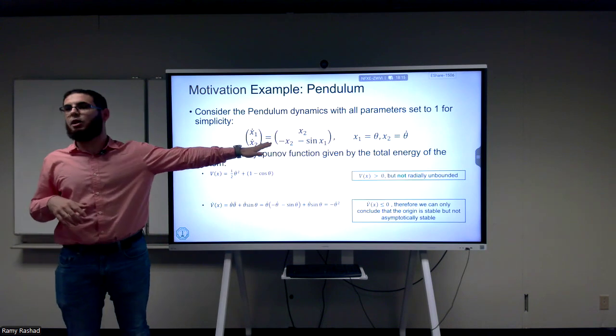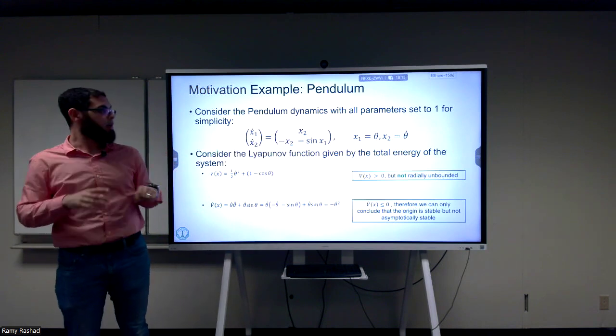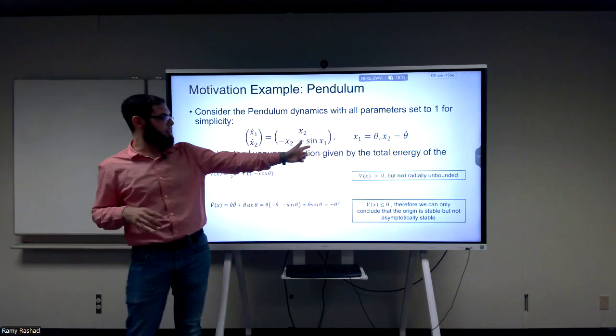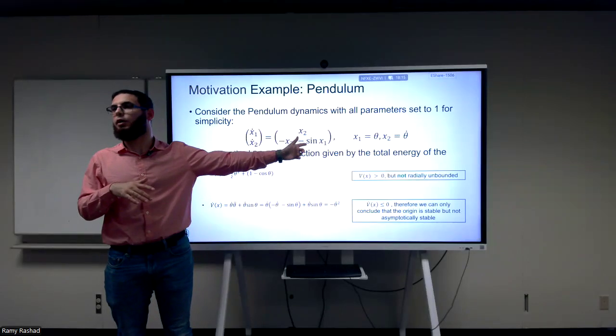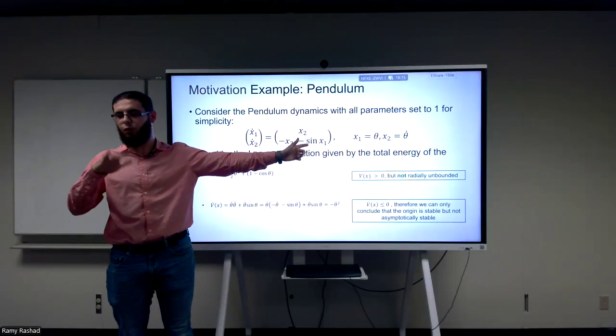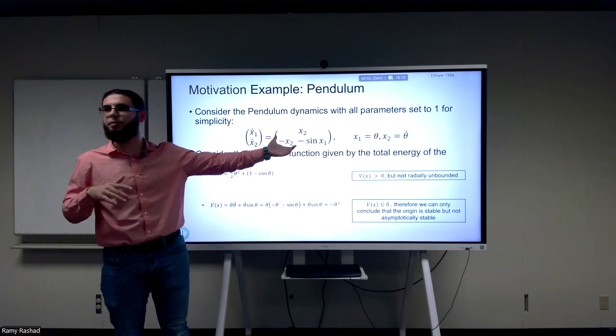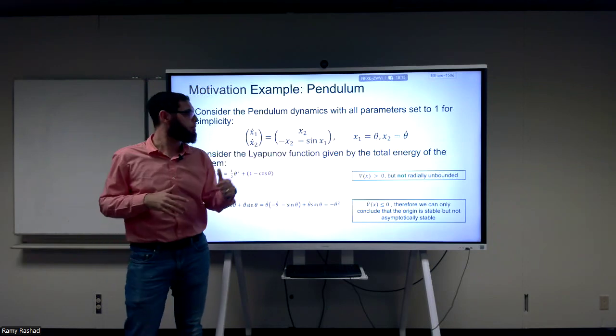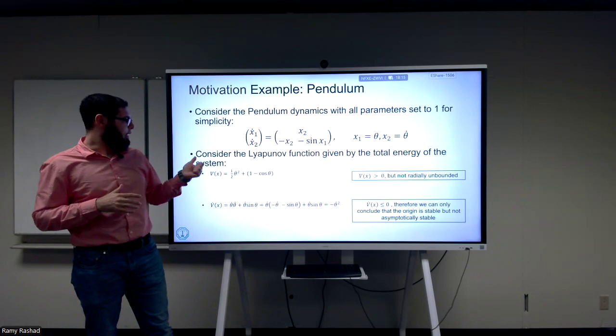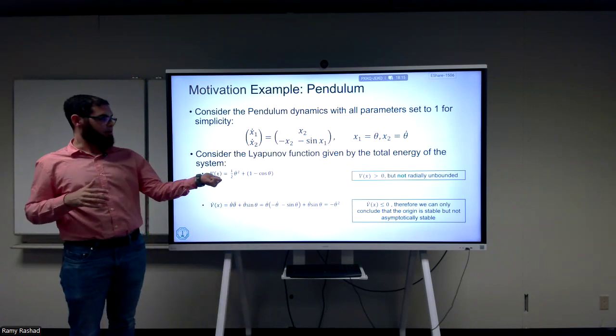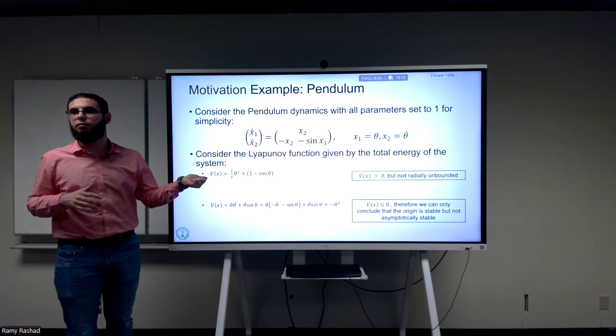Take the pendulum example, the same one we're working with. And what I did here is I just put all of the values to be 0. I put the C1 and the C2 to be 1, okay, just for simplicity. That's why it looks very nice. The system. I'm going to choose this Lyapunov function. What does it look like to you?